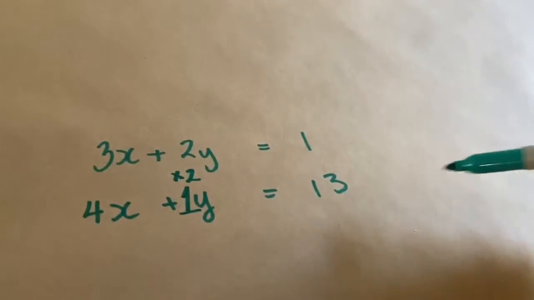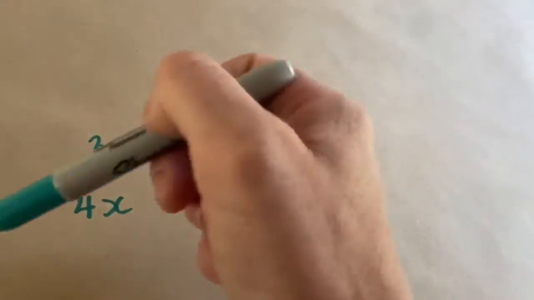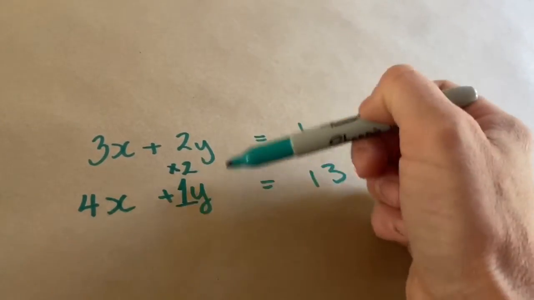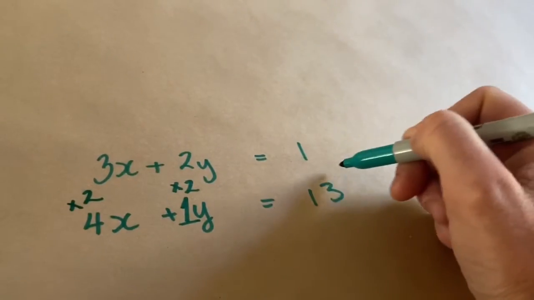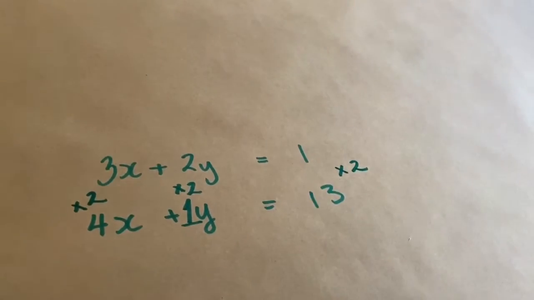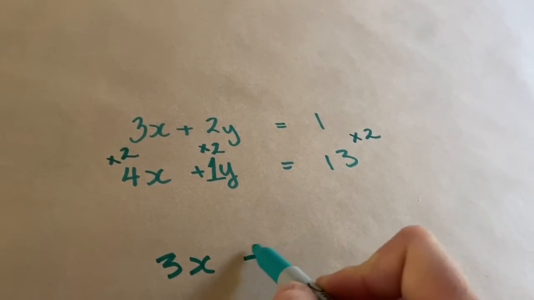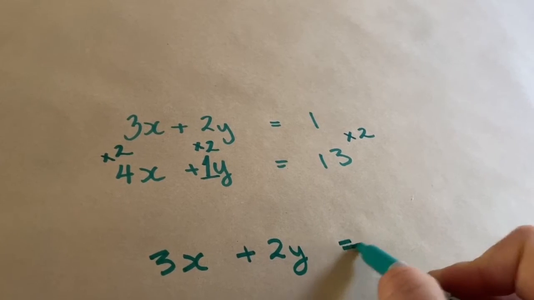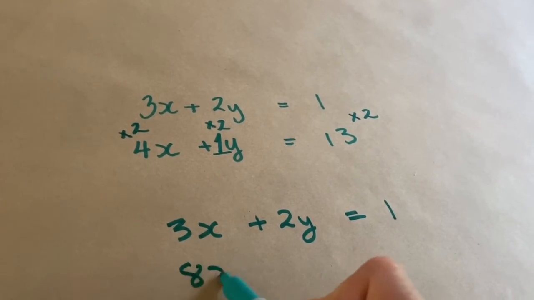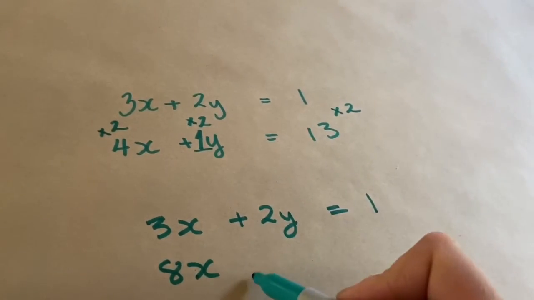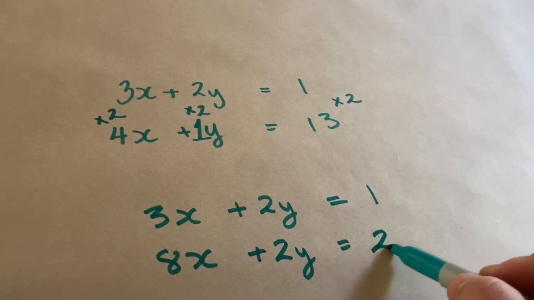But because it's an equation, you need to do the same thing to the rest of the equation. So if I'm multiplying this by 2, I need to multiply this by 2, and I need to multiply this by 2. So let's rewrite what we have. On top, we have 3x plus 2y is equal to 1. On the bottom, 4x times 2 is 8x. 2 times 1 gives you 2y. And 13 times 2 gives you 26.